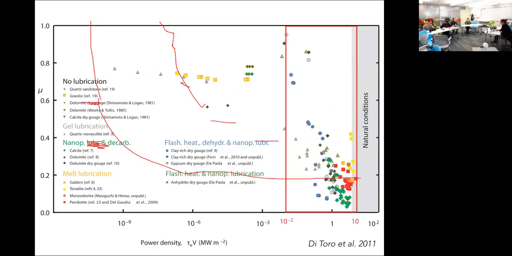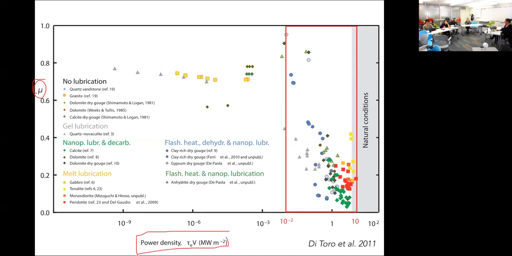Okay, so here's how that looks a little bit more spread out. We have the coefficient of friction, and now you can see how all these different rocks are behaving. So this is power density again. It's just a proxy for slip rate, where this is fast. Okay, so these are seismic slip conditions, where he's got the red box here.